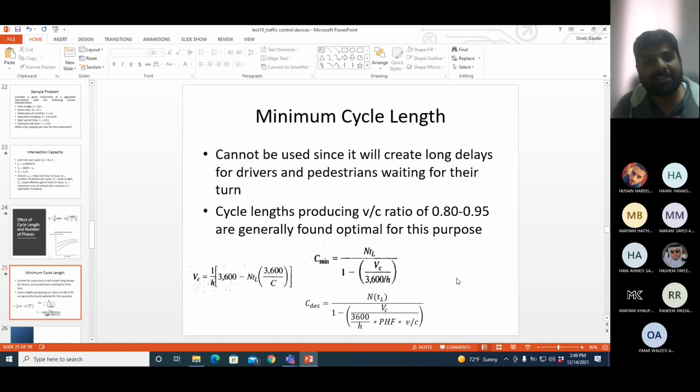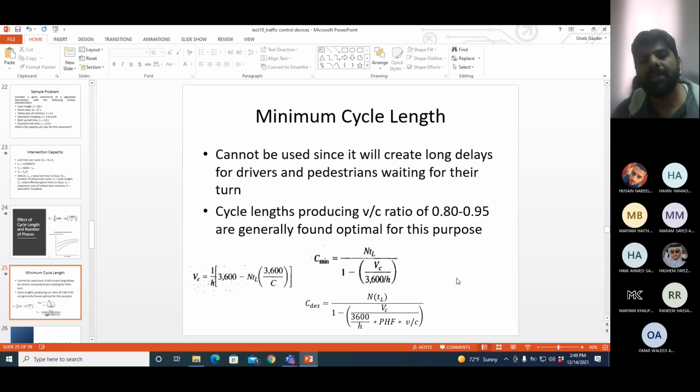Because then there is no margin of safety, no factor of safety there. If both are equal, then there is no factor of safety. Maybe you made some calculation error, and the actual volume is more than what you have calculated. There is no margin of safety. Or maybe traffic increased because of an event. Again, it will cause a traffic jam. So we want to keep a margin of safety.